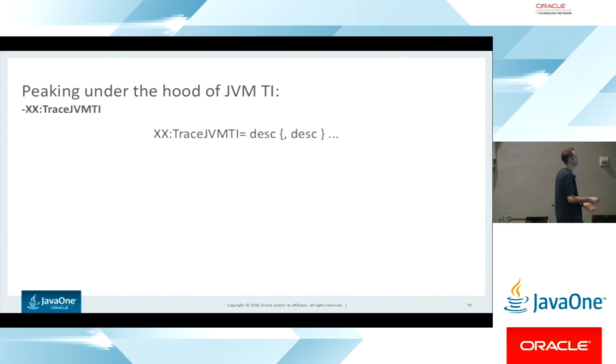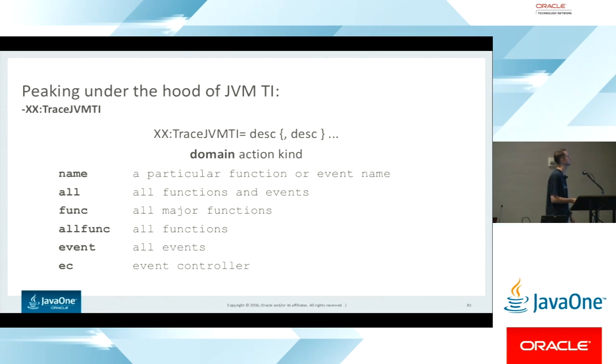It's very simple to use. You just have this on your command line, and then you have one or more descriptors, which I will describe. A descriptor basically has three separate fields. There are actually no spaces between them in practice. The domain says what you're interested in. For example, you can say all calls to a particular function. If you name that particular JVMTI function in there, then this descriptor will catch all of those.